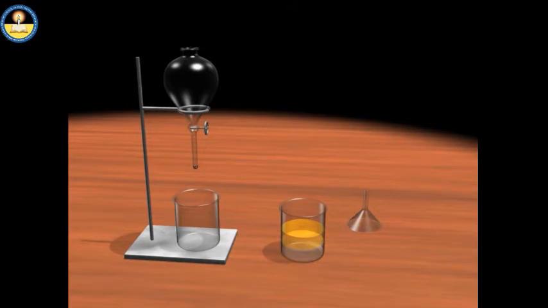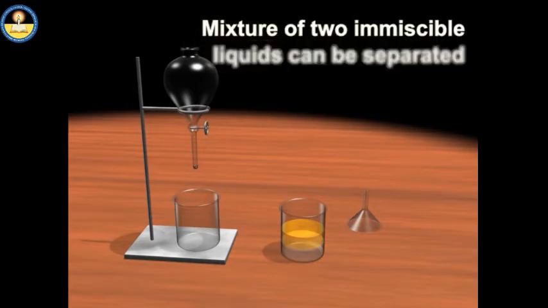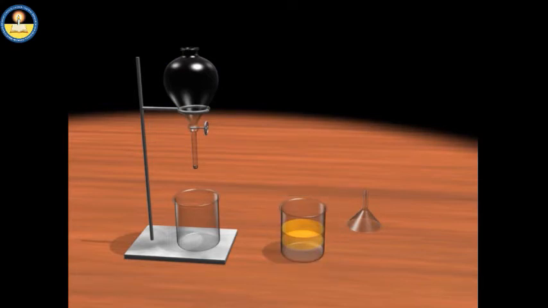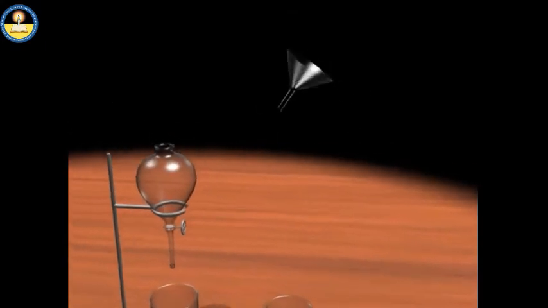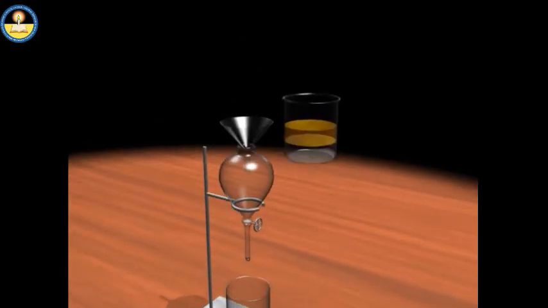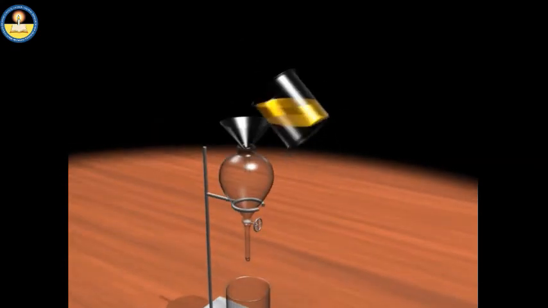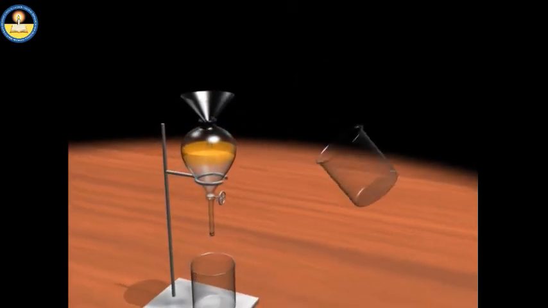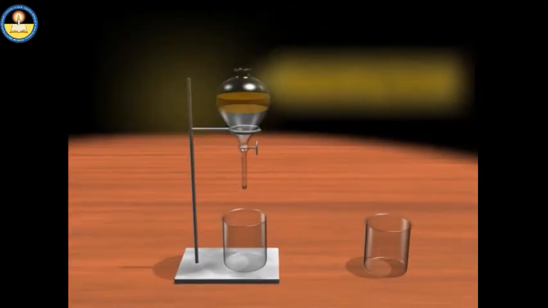Let us now learn how to separate a mixture of oil and water with the help of a simple apparatus called a separating funnel. Oil and water do not mix well with each other. If this mixture is put in a separating funnel and kept undisturbed for some time, what do we find?